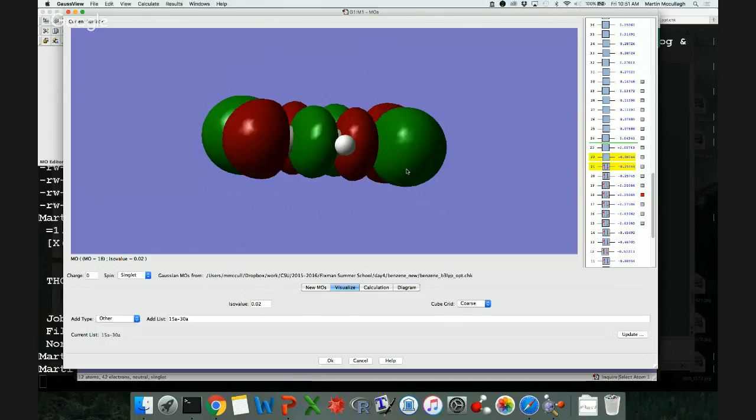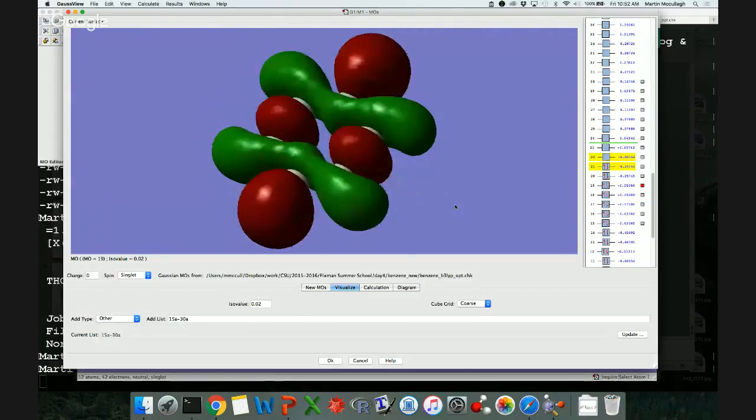How I would describe it is that there is no node in the plane of the molecule, and we can see from the constituent atomic orbitals that there must be a node in the plane of the molecule for it to be pi-like. And there is no node here, right? This is the plane of the molecule, and there's no node there. There are nodes here, but no node in the plane of the molecule. Okay?